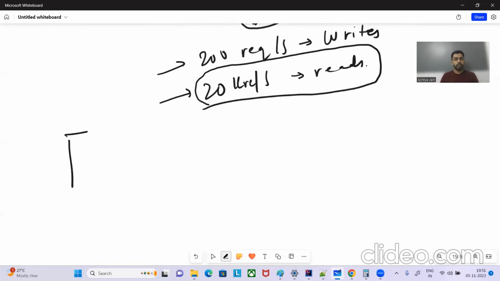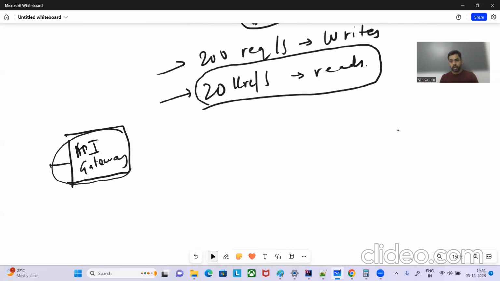First will be the API gateway, which will be exposed to the outside world. The user will be communicating with this API gateway. The API gateway will be used for authentication, and for routing the request to the backend.